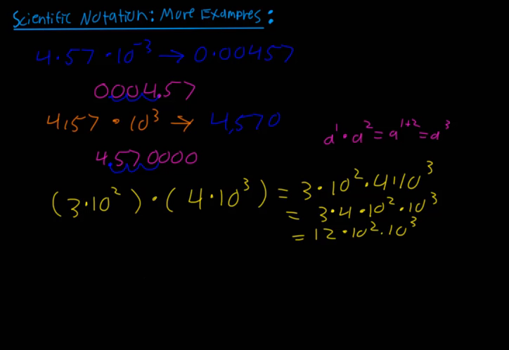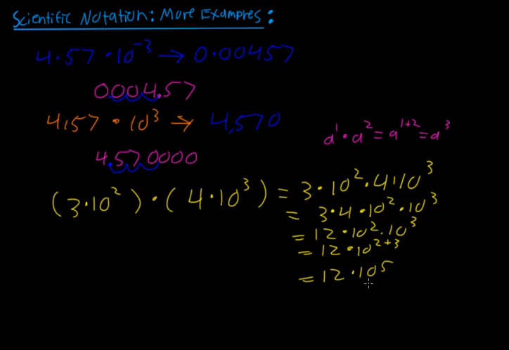So in this case, when we're working with scientific notation and multiplying the powers of 10, we have the 12, and they're the same base, they're both 10, so we're going to be adding their exponents. So it's going to be 2 plus 3, or in other words, 12 times 10 to the fifth.